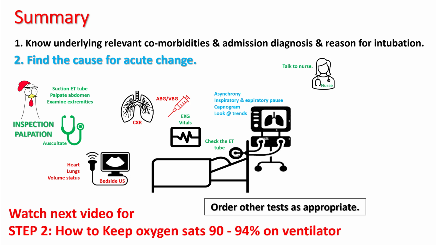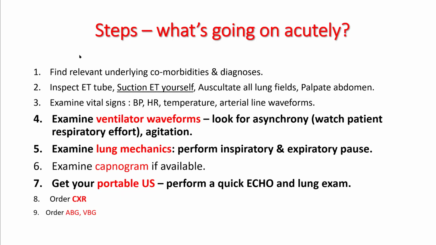In the next video, we'll talk about how to keep the oxygen sats 90 to 94% on the ventilator while you are trying to figure out what's going on. I think if you follow these steps, you should be able to get a fair idea about what's causing hypoxemia in your patient in a fairly short period of time.